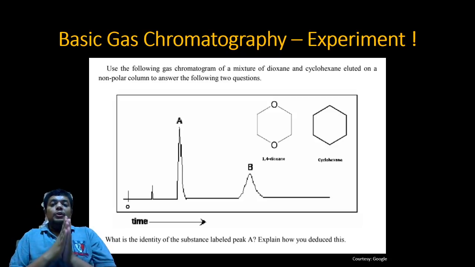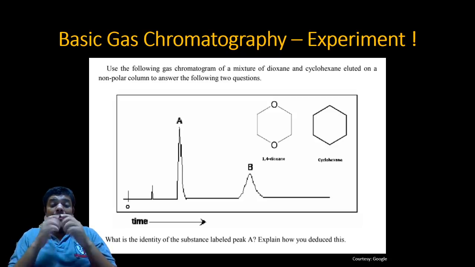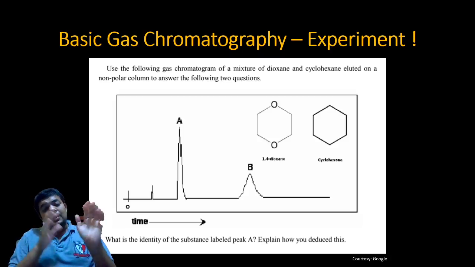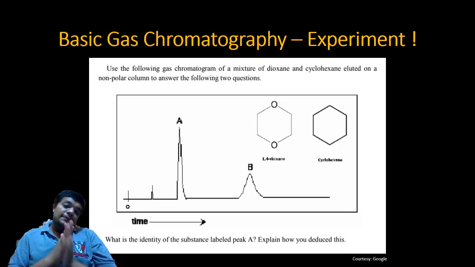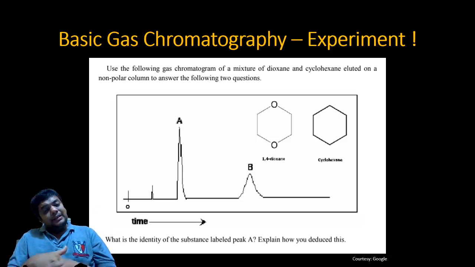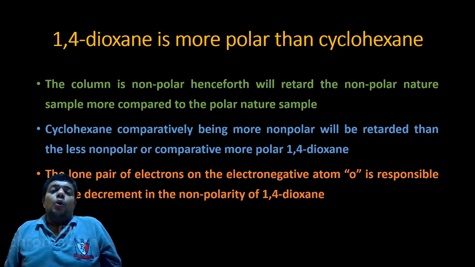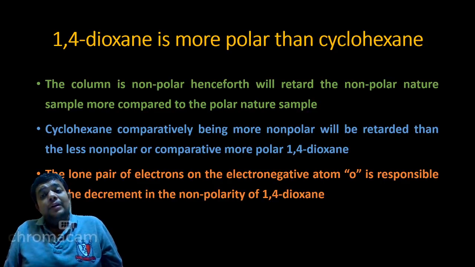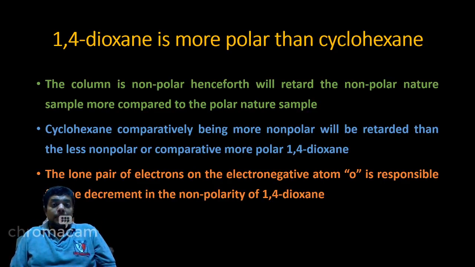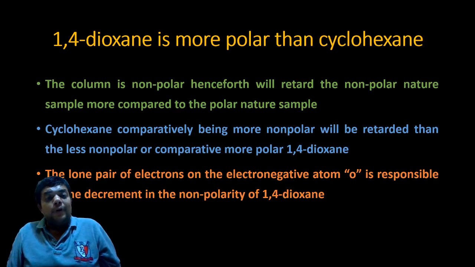This is how you get an idea when you have a basic chromatography based on gas as a mobile phase. So this is how we can get an idea of separating two compounds. 1,4-dioxane is more polar than cyclohexane. The column is nonpolar, hence it will retard the nonpolar nature of the sample more compared to the polar nature. Cyclohexane, being comparatively more nonpolar, will be retarded more than the less nonpolar, or comparatively more polar, 1,4-dioxane.